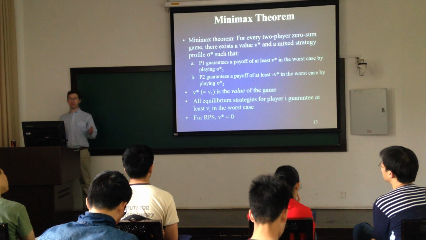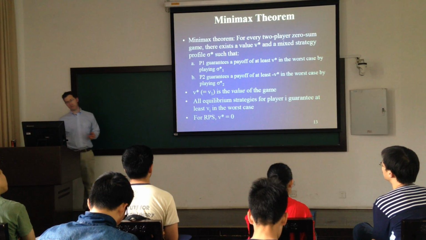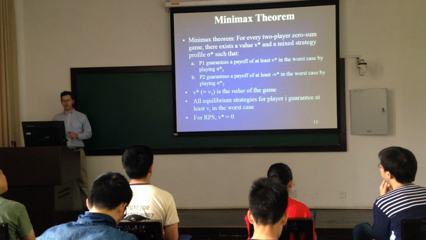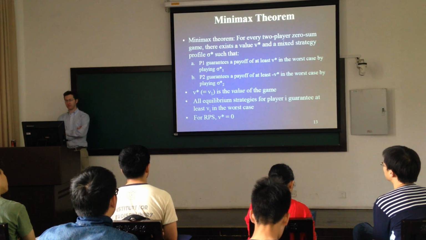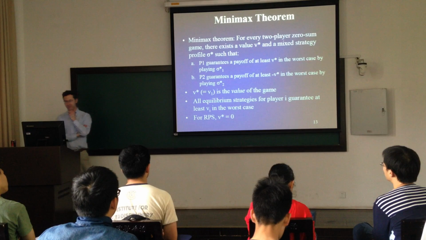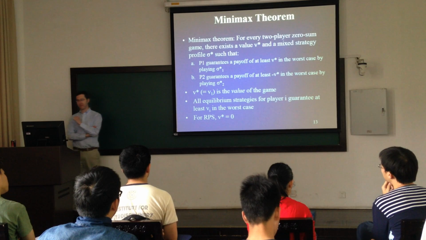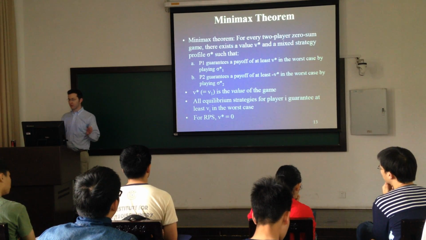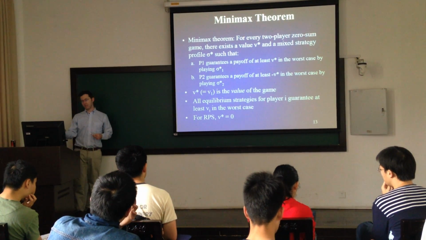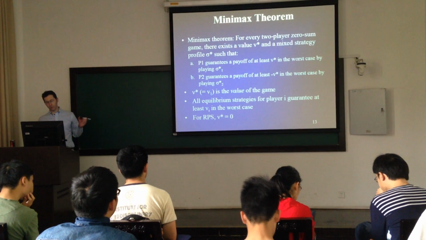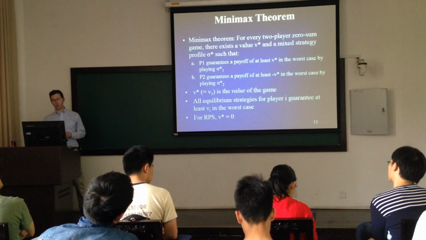And so for these two-player zero-sum games that I just defined, there's this additional result, the minimax theorem: there exists a value V star and a mixed strategy profile sigma star, such that player 1 guarantees a payoff of at least V star in the worst case if he follows sigma star, and player 2 can guarantee a payoff of at least negative V star in the worst case if he follows sigma star. And this V star is the value of the game to player 1. I'll also call it V1, and you can call negative V star V2. And so all equilibrium strategies for player i are going to guarantee at least Vi in the worst case.